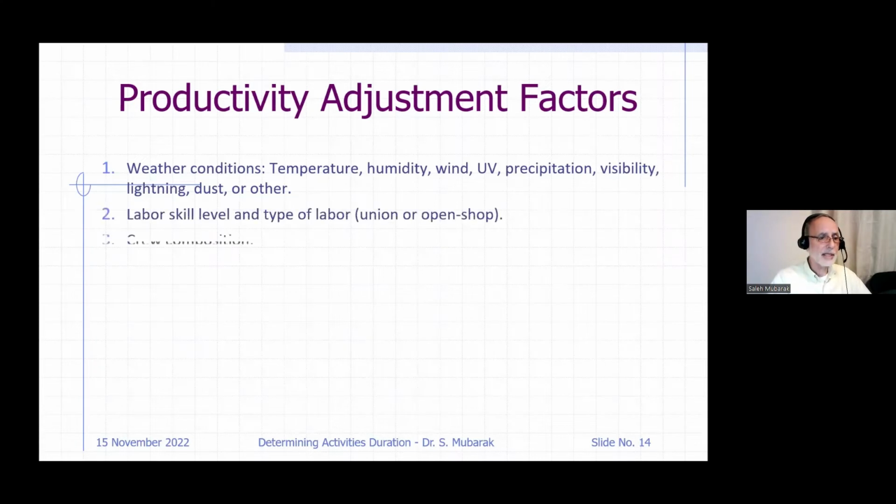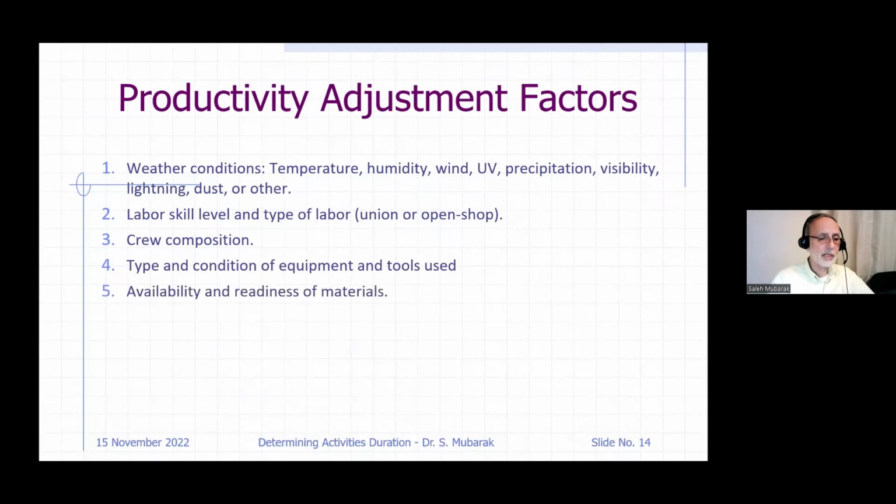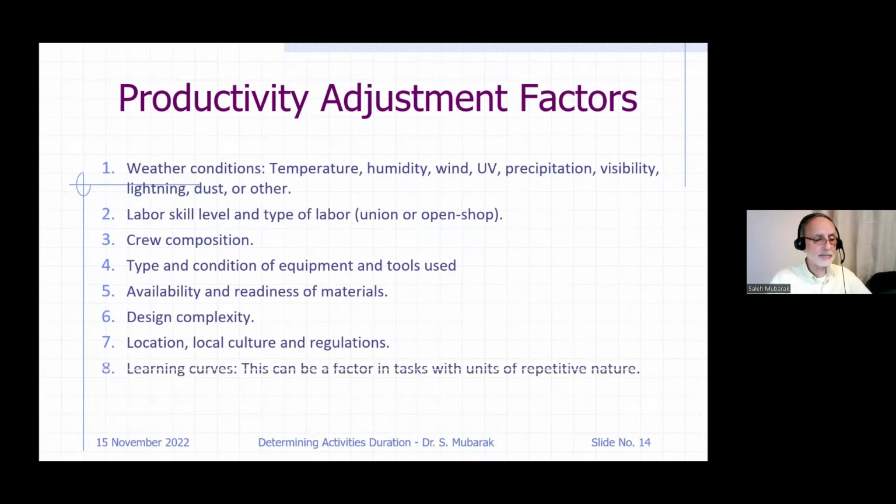Labor skill level, crew composition, and I will talk briefly about the crew after that, because there are two types of crews. Type and conditions of equipment and tools used. If you're using old equipment, subtract a little bit from the production rate, because that equipment may break down and so on. Availability and readiness of materials, design complexity, location. Location, I mean here the country, which has to do with the culture and regulations.